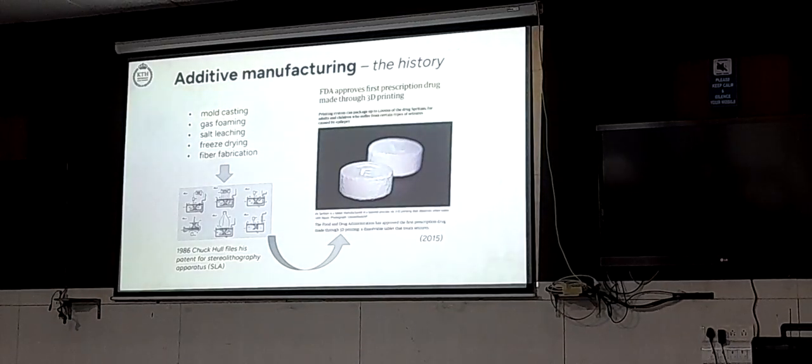I won't go through the history, but I want you to remember that when I started as a PhD student, we didn't have the 3D printing technique. What we then used was salt leaching, mainly gas foaming, and freeze drying, in order to create these porous scaffolds that we're now making with 3D printing. And in the late 80s, 1986, Chuck Hull filed a patent for the stereolithography process. And then from then on, it has continued, and now we have a numerous number of different printing techniques.